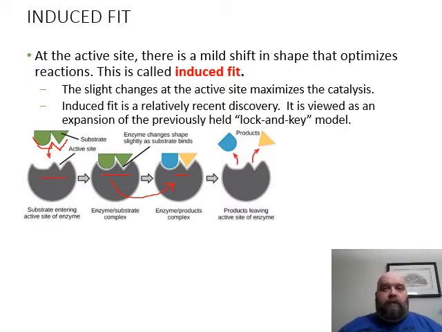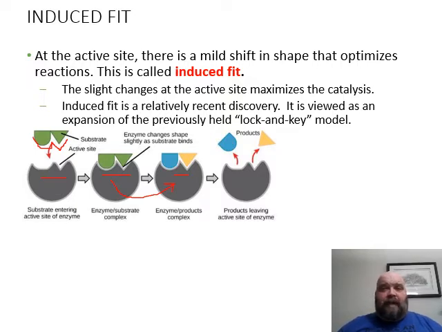Here in this figure from the textbook, you see that a substrate, which is a polymer of two monomers, enters in the active site. The enzyme changes its shape, the induced fit. In the process of this induced fit, that polymer is cut into two monomers.